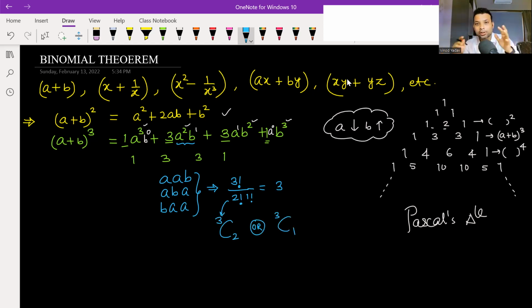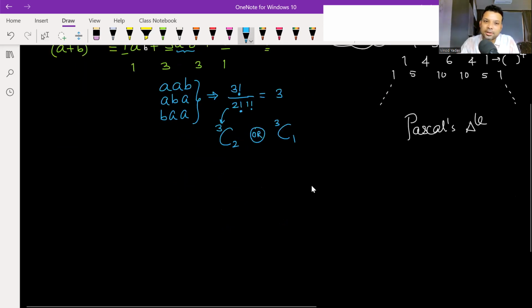So you can visualize it like this. (a plus b) raised to 3. So there are 3 slots. Out of those 3 slots, I want to pick any 2 slots and keep 2 a's in them. So I can choose 2 slots out of 3 slots in 3C2 ways, isn't it? Yeah, 3C2 ways, correct? This is the bigger logic, friend.